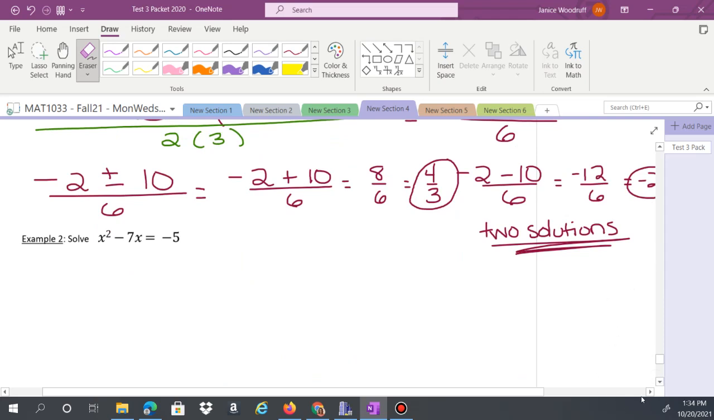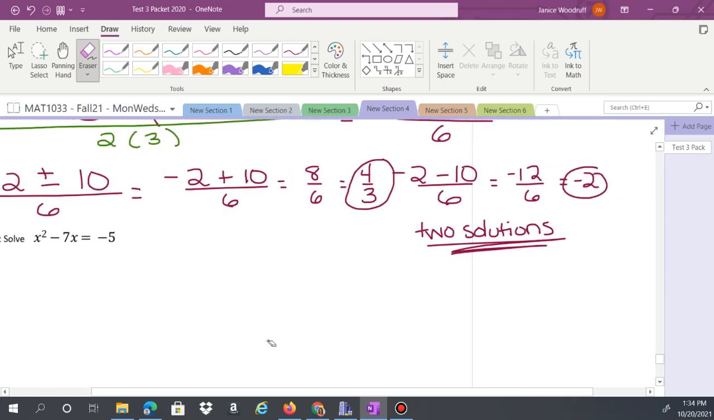Okay, so here's that line of answering again. So you have 2 real solutions, because they're both real numbers. You could graph those.